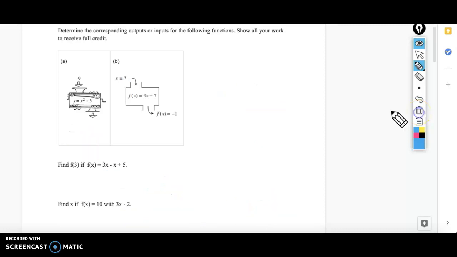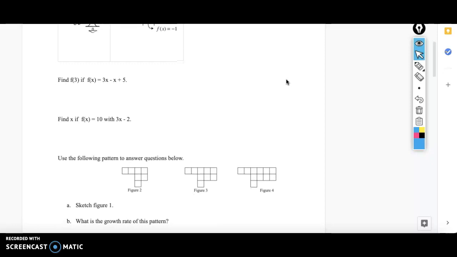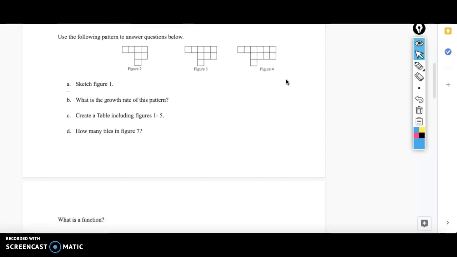We're going to keep going into the second section, which is going to be our patterns. We are given a pattern, and we have to answer a couple different questions. They're going to make you sketch one of them. Sometimes they make you sketch the next figure, sometimes the figure before. In this case, we're going to be sketching figure 1. So we need to look at these 3 things and figure out what our pattern is.